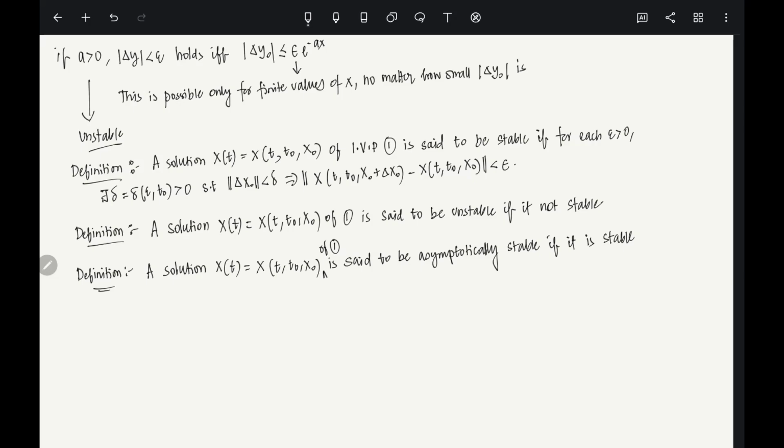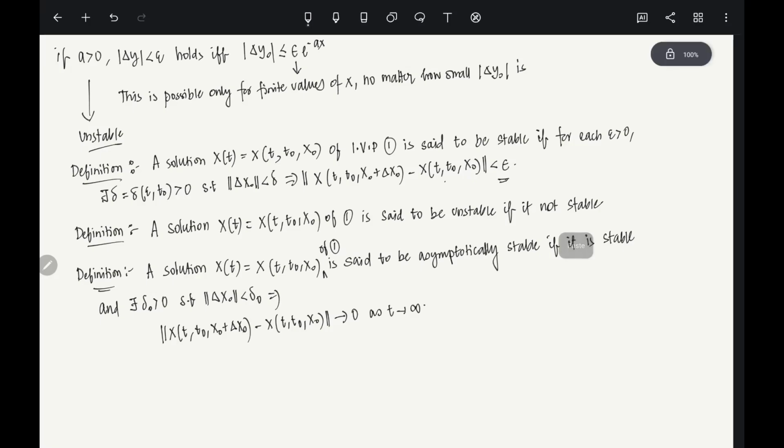So basically what I want is this, and there exists delta naught positive such that for the change in the data, delta x naught less than delta naught implies x at the point t naught, x naught plus delta x naught minus x at the point t naught, x naught. See, first of all, it has to be stable, so this has to be true. Moreover, we also want that for large enough t, this must go to 0 as t tends to infinity. This is our definition of asymptotic stability.